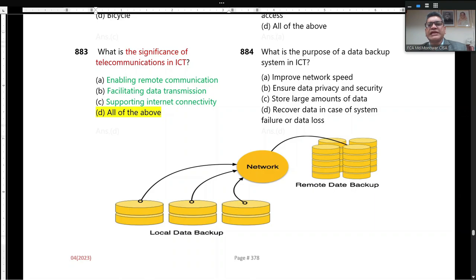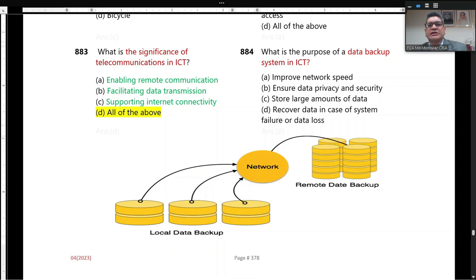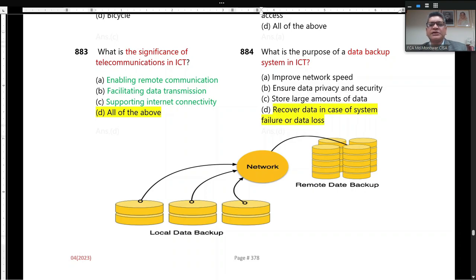What is the purpose of data backup system? Data backup system's purpose is to recover data in case of system failure or data loss. Jokhon system fail korbe othoba data loss hobe tokhon jeno ami amar data ta recover korte pari. So purpose of data backup system is recover data in case of system failure or data loss.